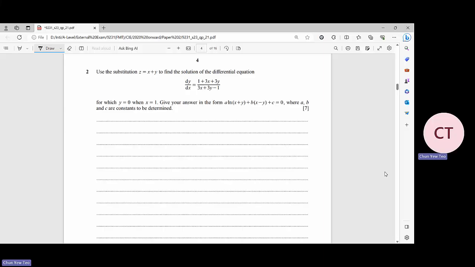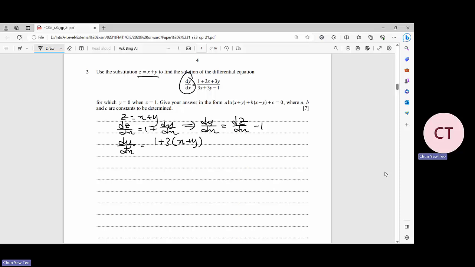Now we take a look at question number 2. Use the substitution z equal to x plus y to convert this in order to solve the differential equation. So what you need to do first is to differentiate z with respect to x. We have dy/dx, which can be written as dz/dx minus 1. Then from the original question, dy/dx equals 1 plus the 3.